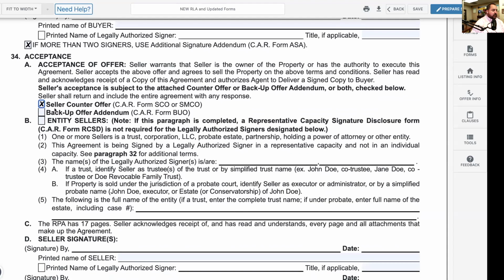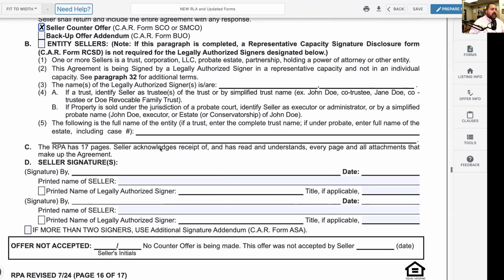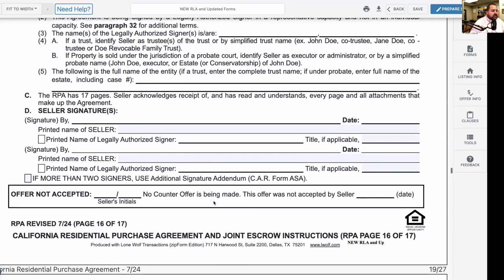Okay. If you're making a backup offer, you're going to want to check that off. Again, for the entity sellers, fill this section out. If you do that, you don't need to do an RCSD if you fill out the section. If it's not filled out properly, then you have to provide the RCSD. Okay, keep that in mind. Make sure everybody signs.